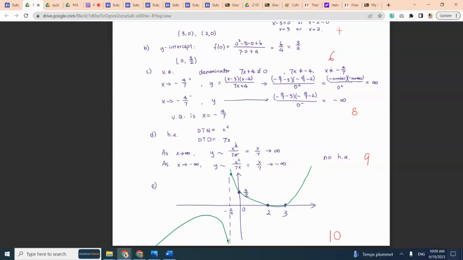Okay, when x goes to infinity, y goes to infinity, so this side. And then when x goes to minus infinity, y goes to minus infinity, so down. Therefore, you connect all of them together: this dot, this dot, this dot, this dot, and go up. And then this dot, and go down. Okay, everybody? So this is how we graph rational functions.